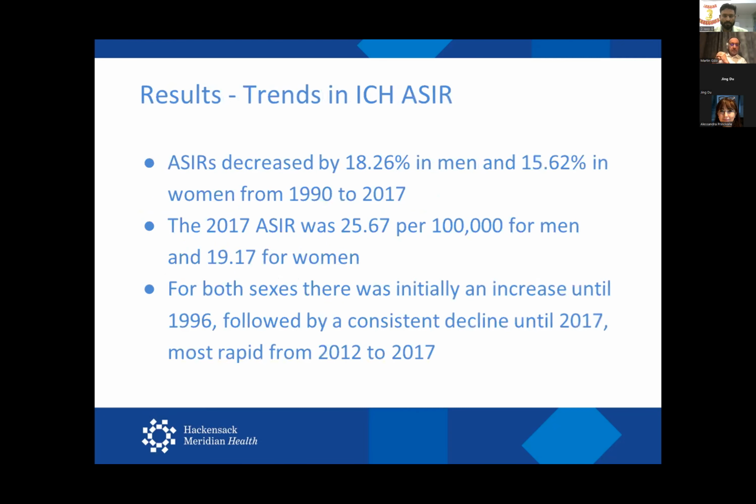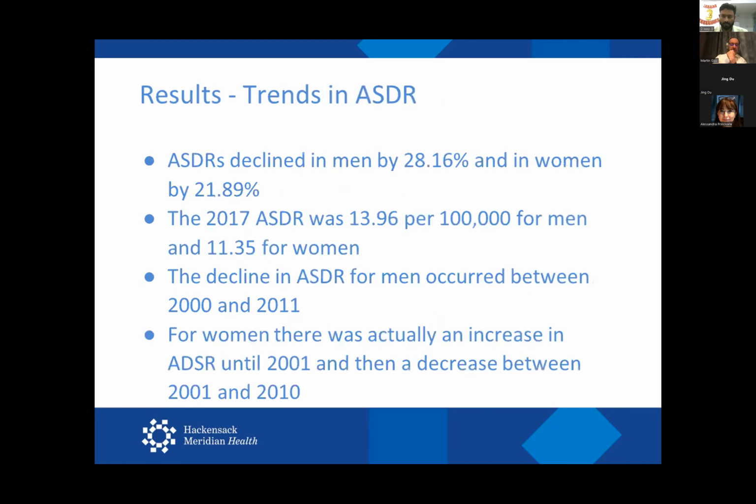Next slide. The trends that we saw were that the incidence decreased by 18% in men and 16% in women in the study period of almost 3 decades. The incidence rate was 25.7 per 100,000 for men and 19.2 for women. So higher in men than in women, which is not surprising. And what we noted is that for both sexes, there was initially an increase until 96, and then a consistent decline until the end of the period. That decline was most rapid in the last 5 years. Next slide.